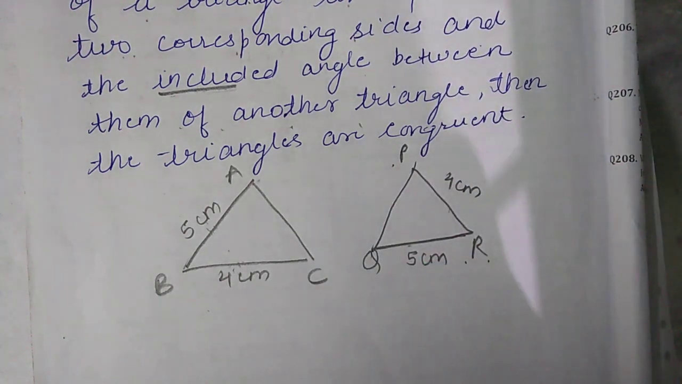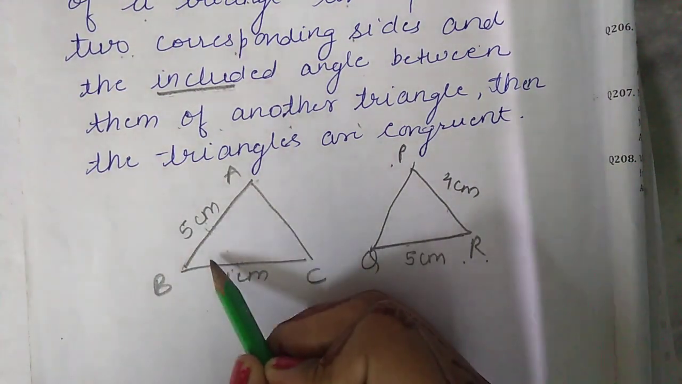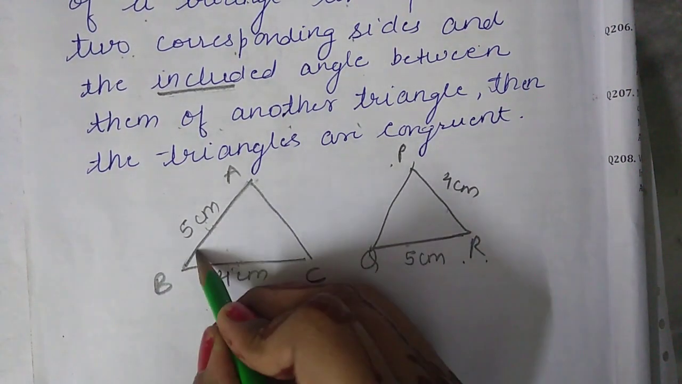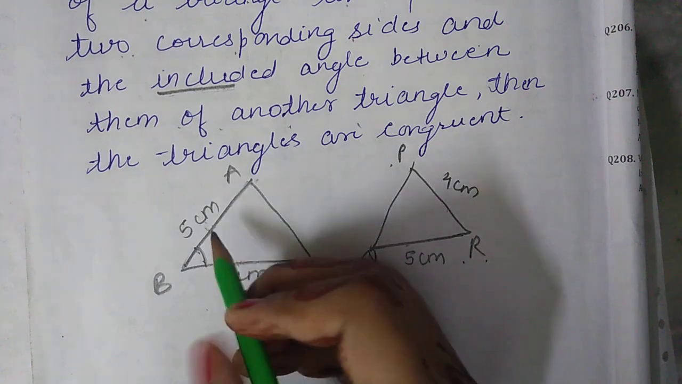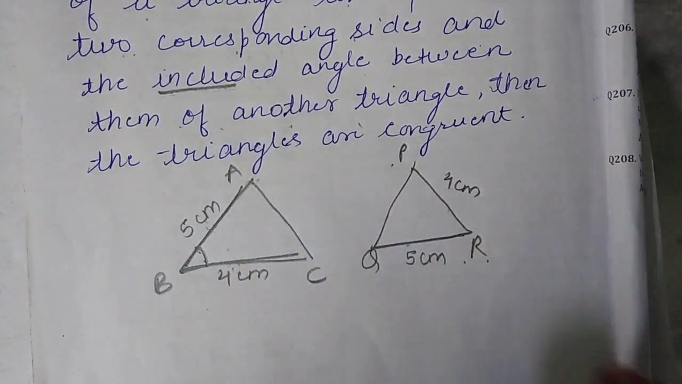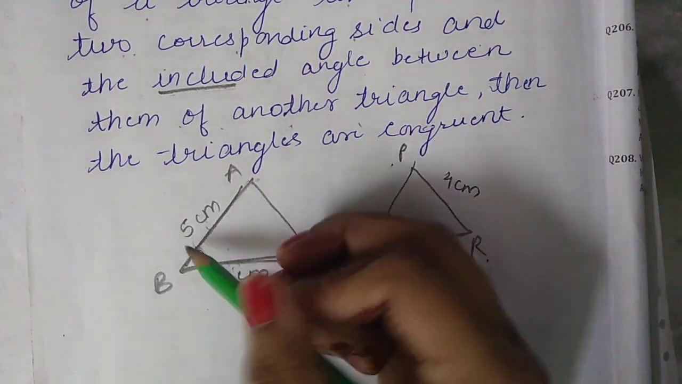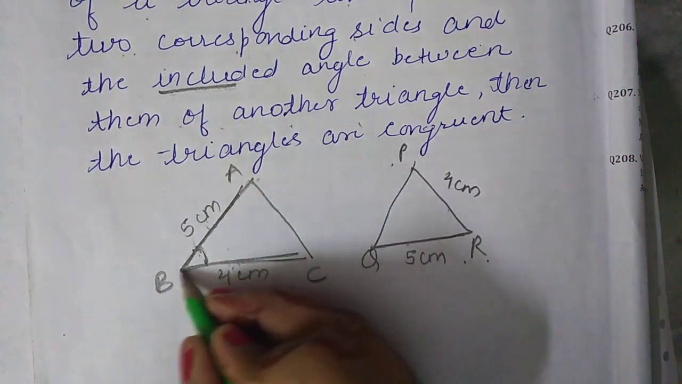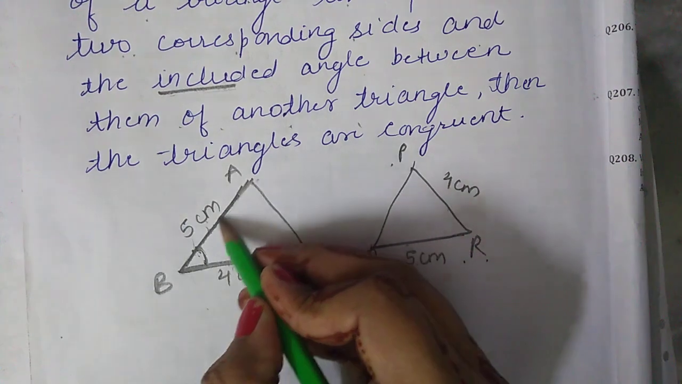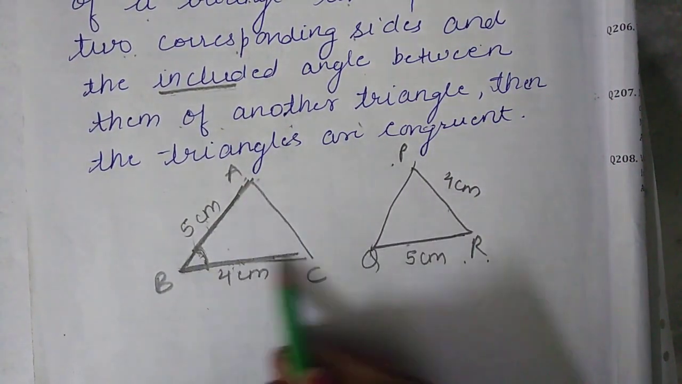Now come about the angle. Included angle, the statement is saying, so in this triangle the included angle is this, because this angle is bounded by the two given sides. Okay, included angle means the angle must be included, means bounded, between the two equal sides. So here angle B is bounded with side AB and BC.